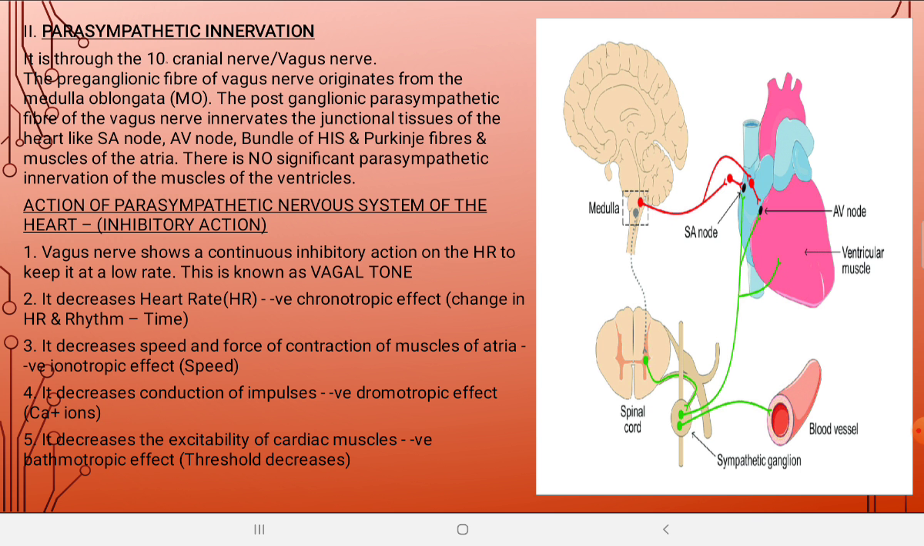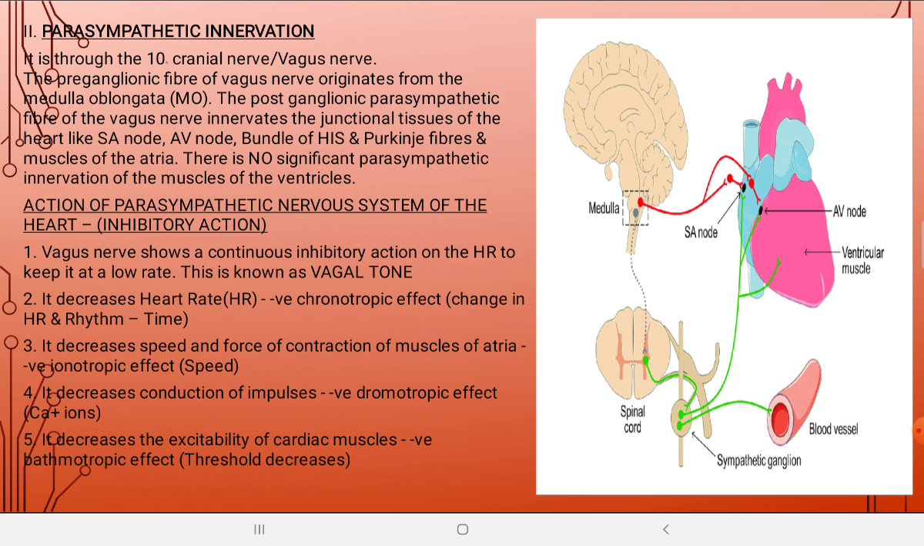Now, what actions does the vagus nerve, the parasympathetic nerve, show? The vagus nerve shows a continuous inhibitory action on the heart rate. The sympathetic had a stimulatory effect, increasing the heart rate. This is continuously giving a negative effect on the heart rate to keep it at a low rate.